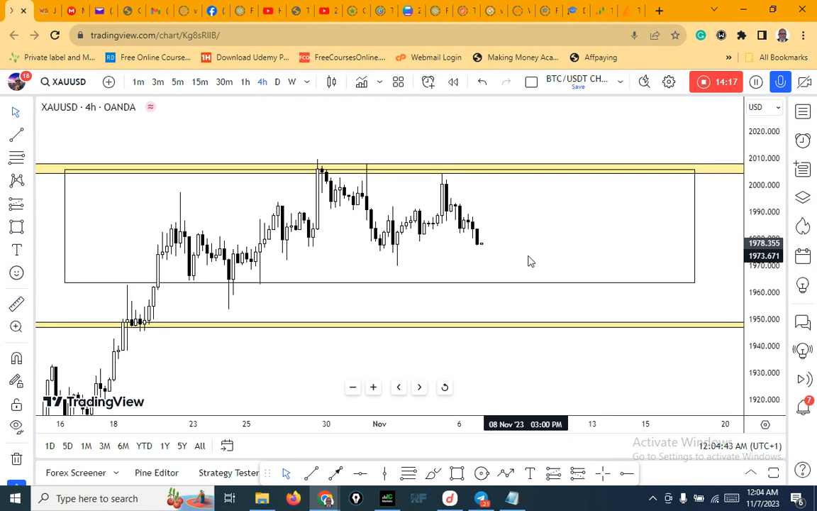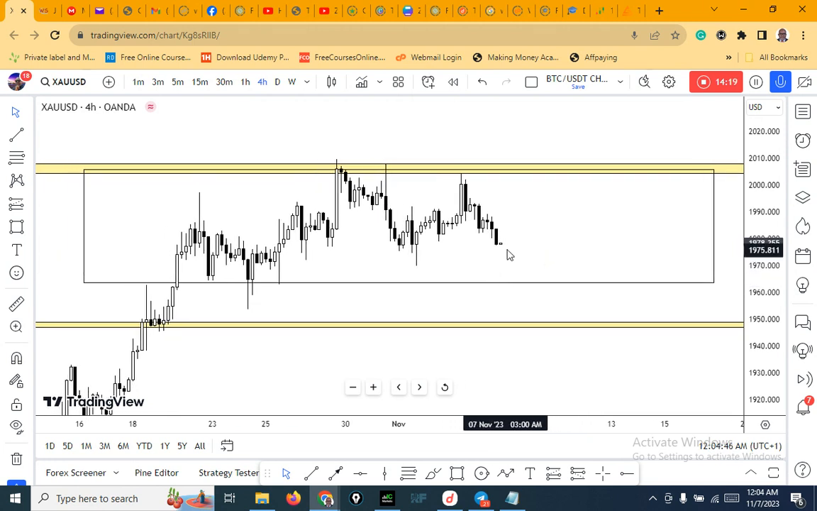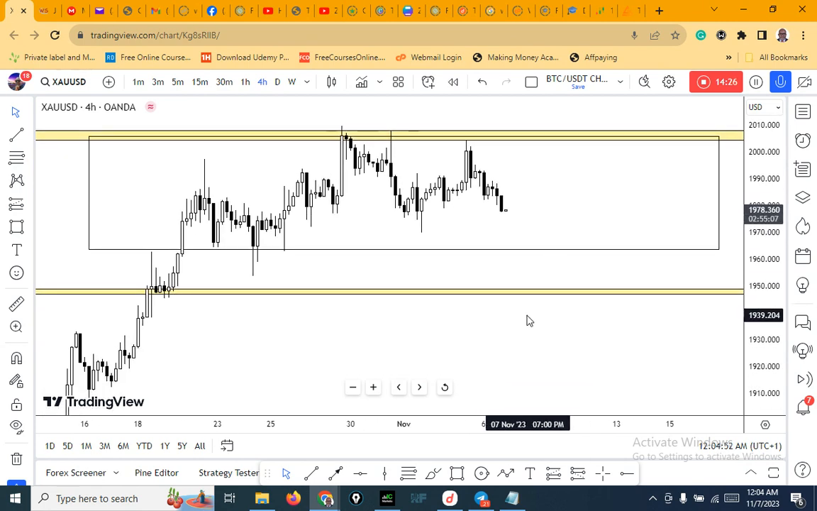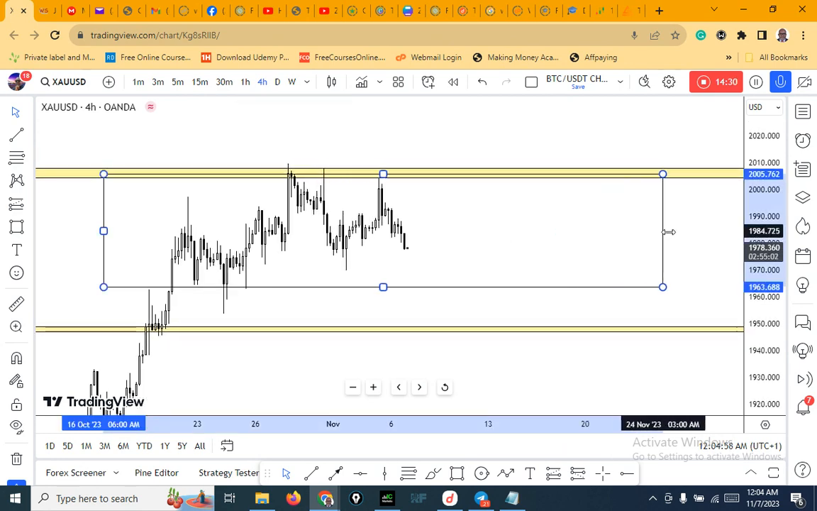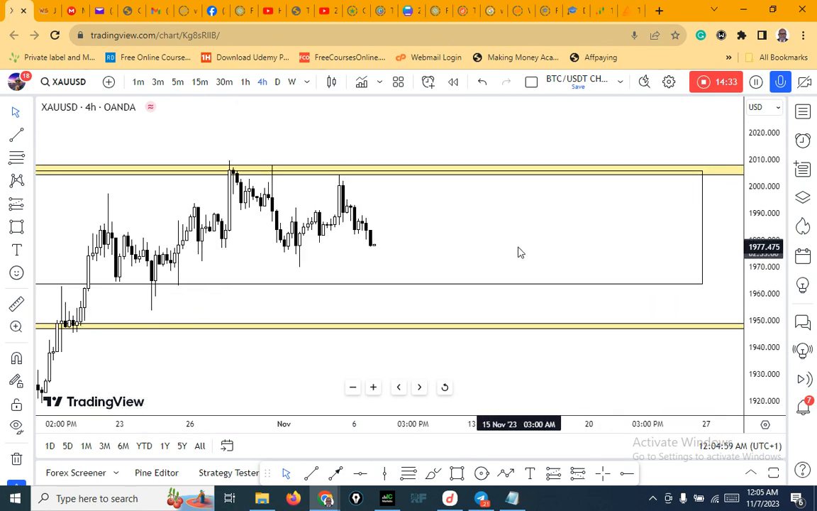Okay, so this is what we have. The market will come to test this level. It breaks out of the range and you look for an opportunity to take it to the upside, or you wait for it to break to the upside, then you look for an opportunity to buy the commodity.